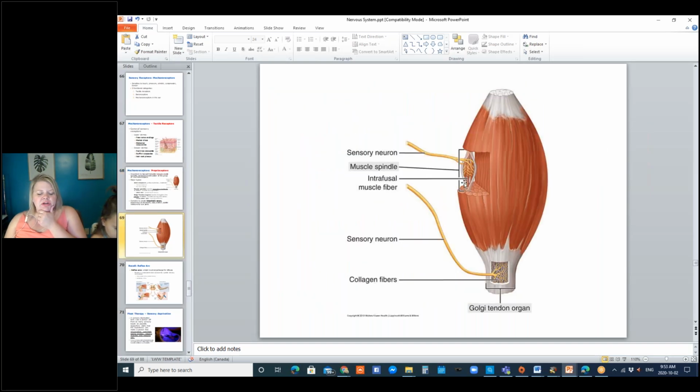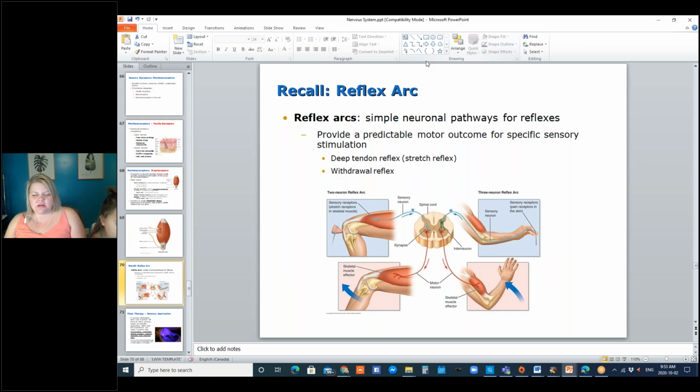So it's just a zoom in picture. Here we've got the muscle spindle and the muscle belly, and the Golgi tendon organ within the tendon of the muscle. Just to recall the reflex arc that we talked about before, this is the simple neuronal pathway where a sensation stimulated from the muscle spindle is relayed into the central nervous system where it synapses on a motor neuron, triggering a contraction in order to prevent the muscle from overstretching.